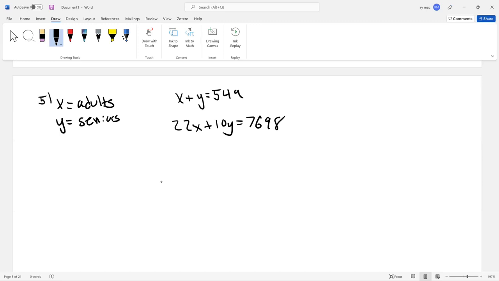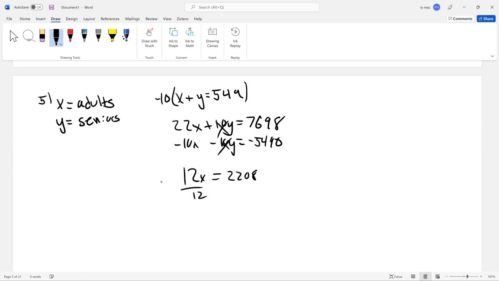So now this one looks easiest to solve by the elimination method. I just have to make one of the coefficients equal. The easiest one to do that with is with the y's because it's the smaller number. So I'm just going to multiply my top equation that I made by negative 10. So placing it below it, it's negative 10x minus 10y equal to negative 5,490. So then adding them together, I get 12x. My y's cancel, and that is equal to 2,208.